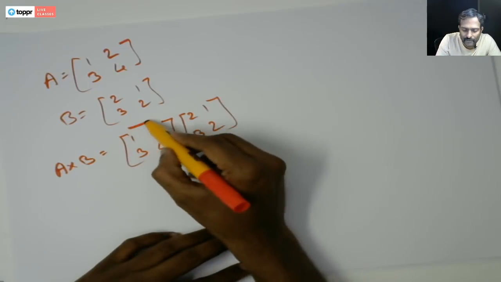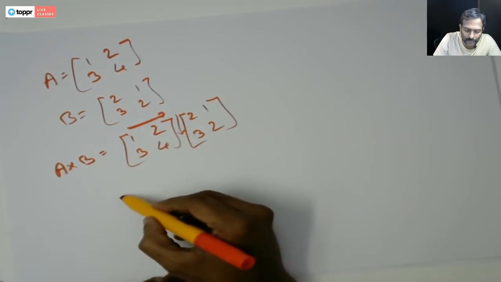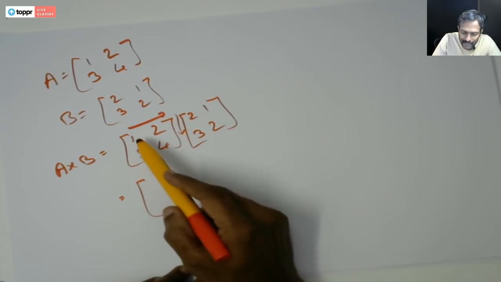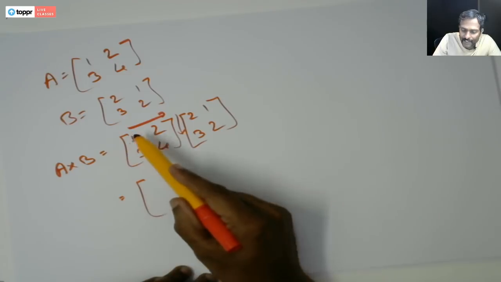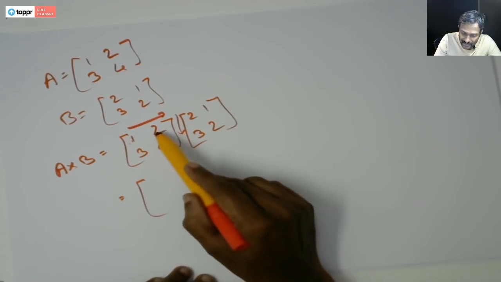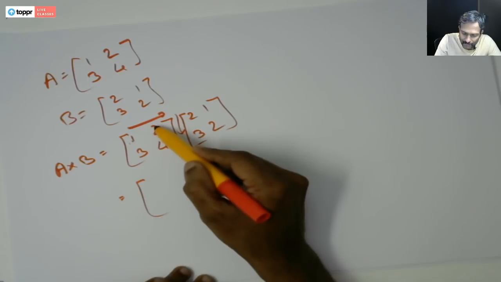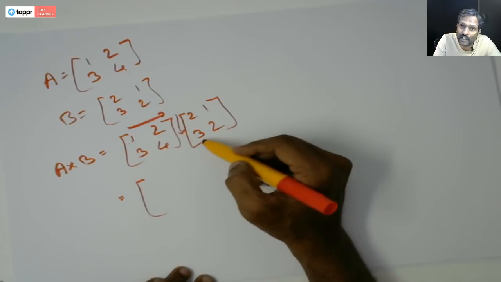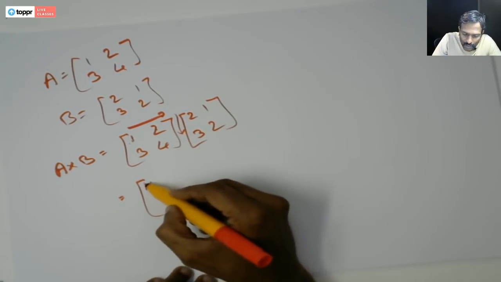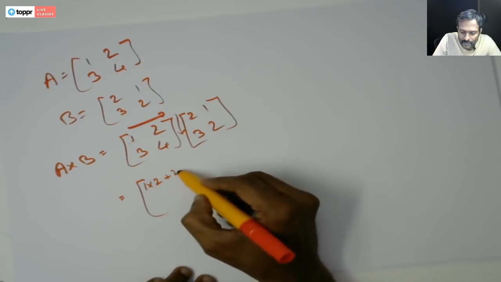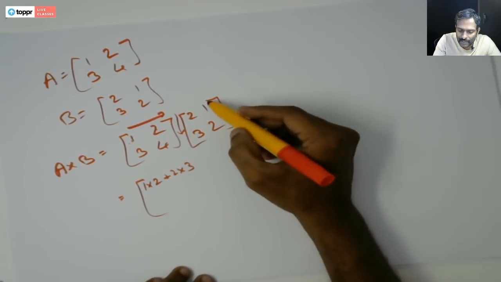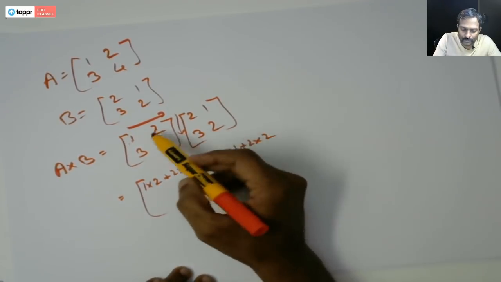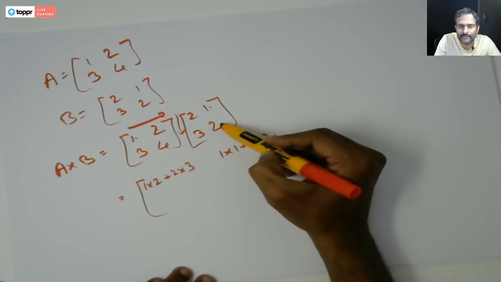We multiply the row with the column, right? The first element of the product matrix will be nothing but the first element of A times the first element of B plus the first row second element of A times the first column second element of B. That is 1 times 2 plus 2 times 3. Similarly, in the second column also it happens, like 1 times 1 plus 2 times 2. This one into this and this one into this.